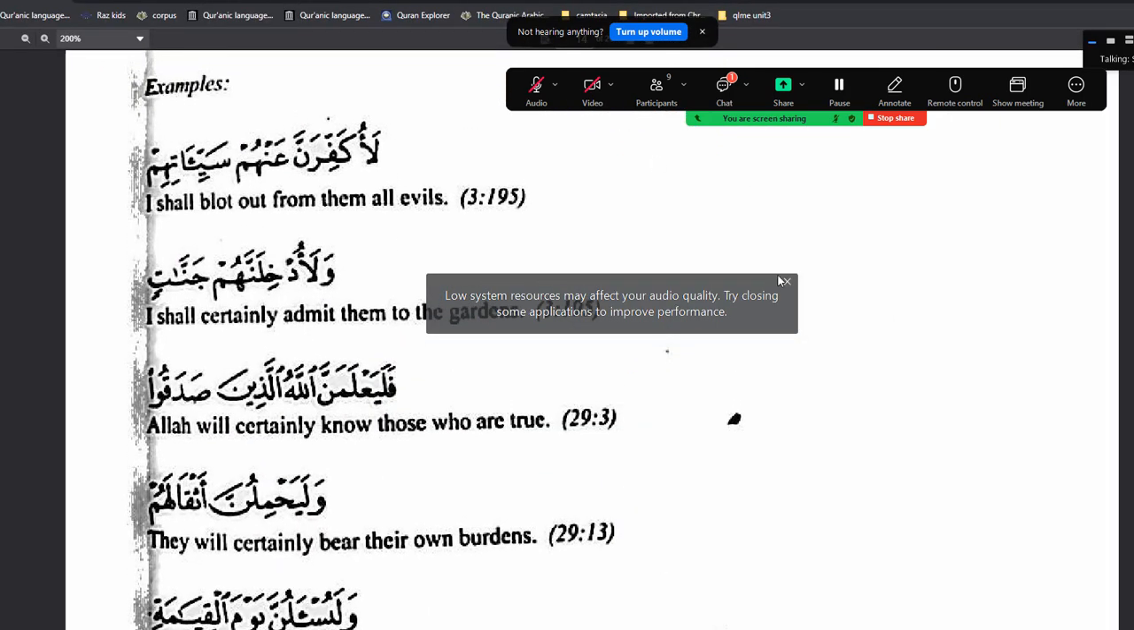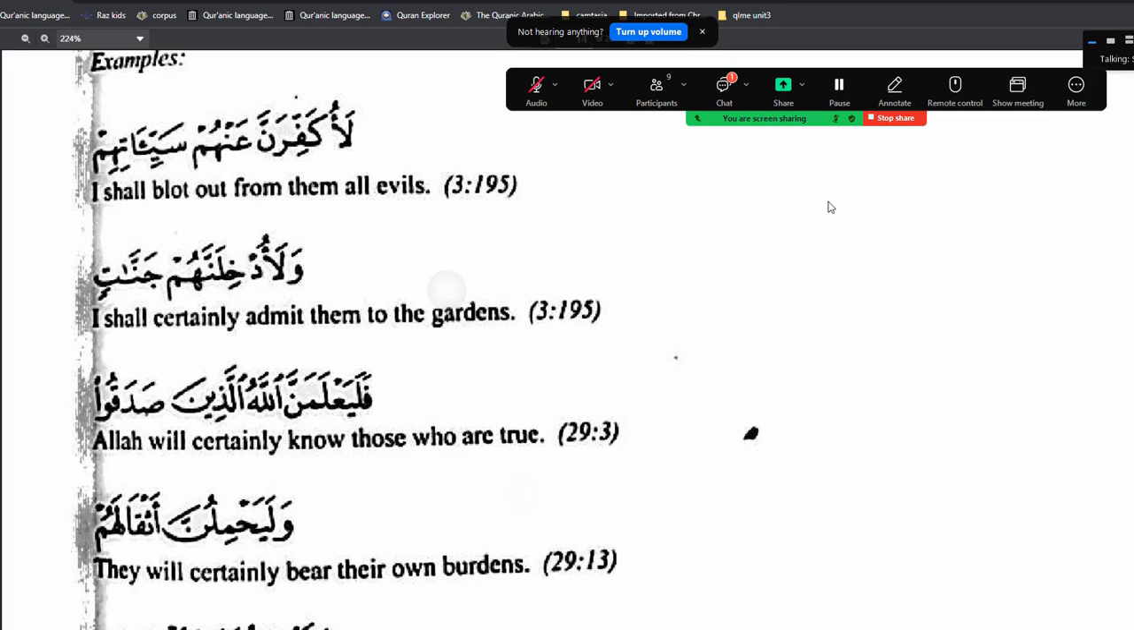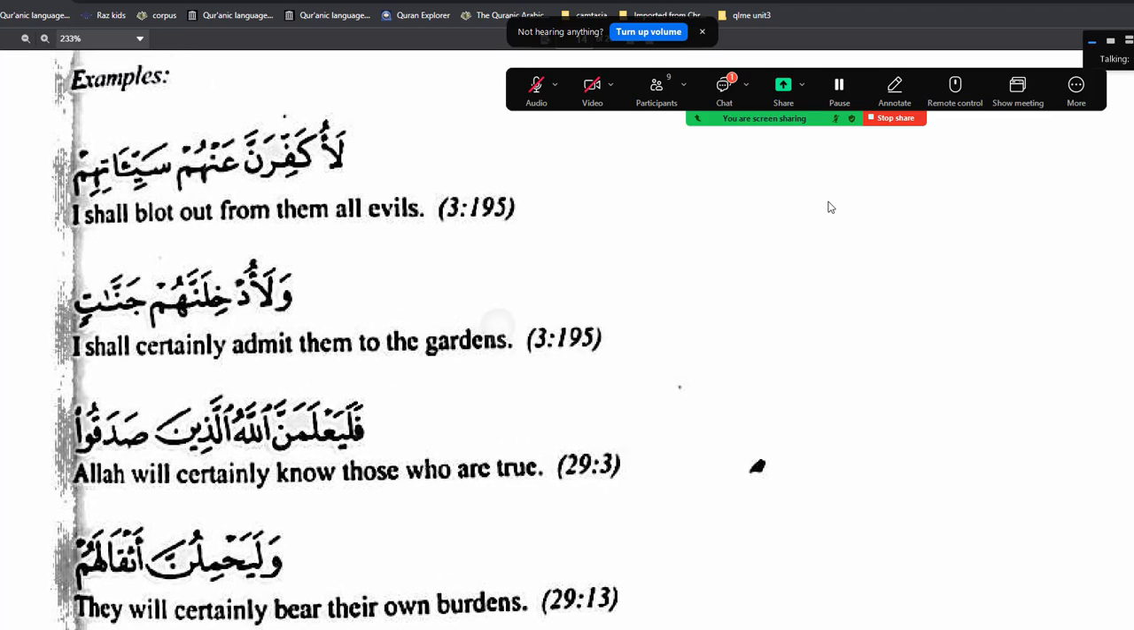أعوذ بالله من الشيطان الرجيم. بسم الله الرحمن الرحيم. لأكفرن عنهم سيئاتهم. Now tell me which is the lam nun tawkeed in this ayah. لأكفرن. So tell me, is it singular or dual? Singular. MashaAllah. Why is it singular? Because of the fatha. Very good, right?